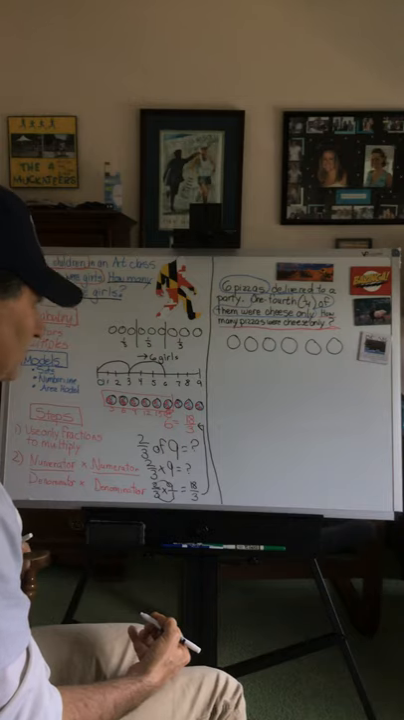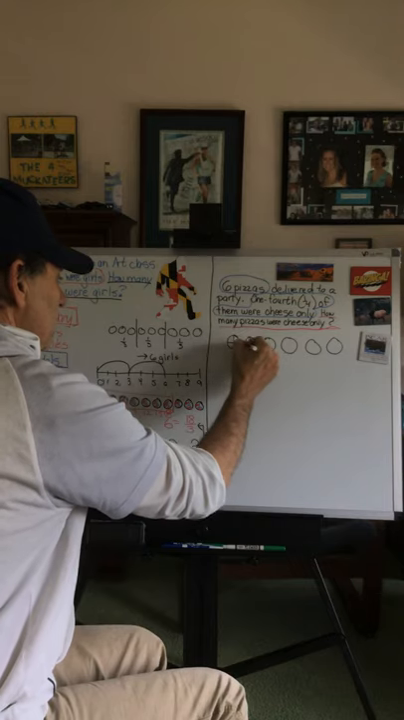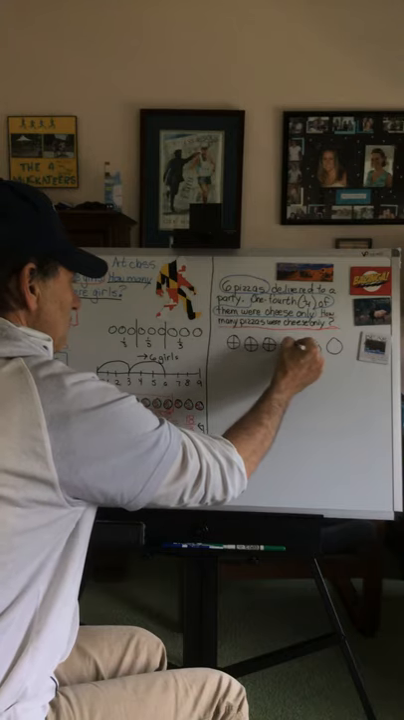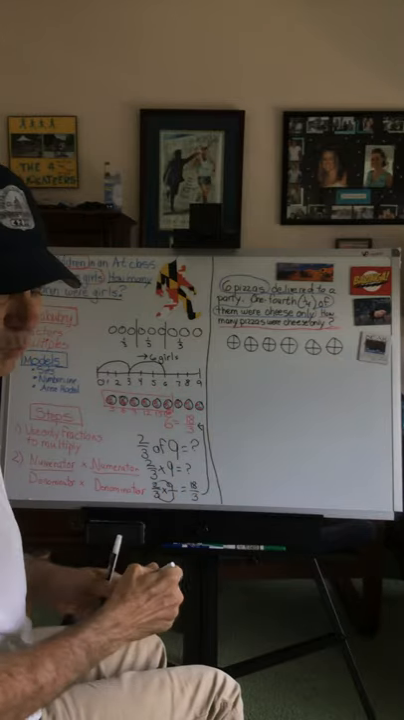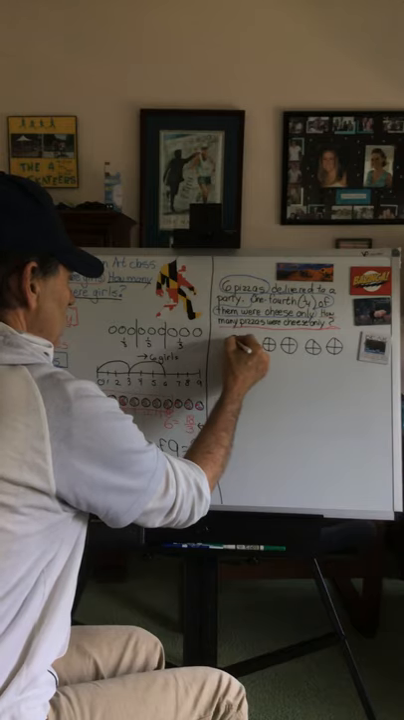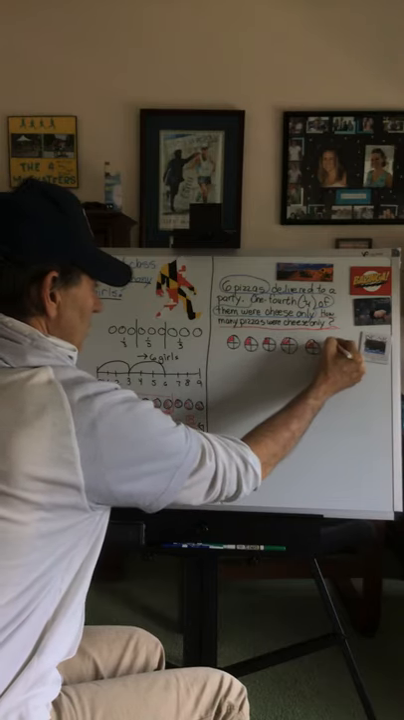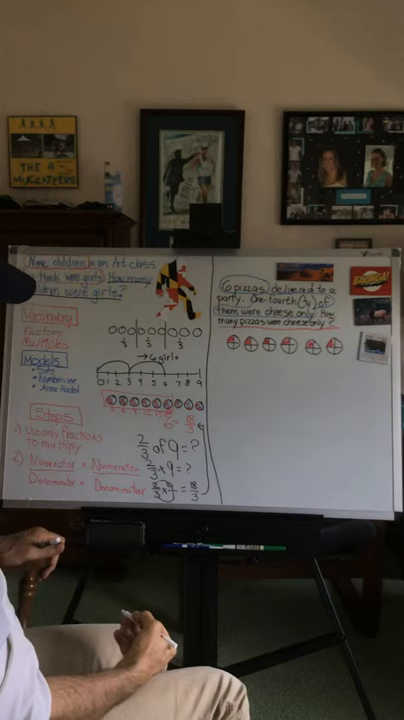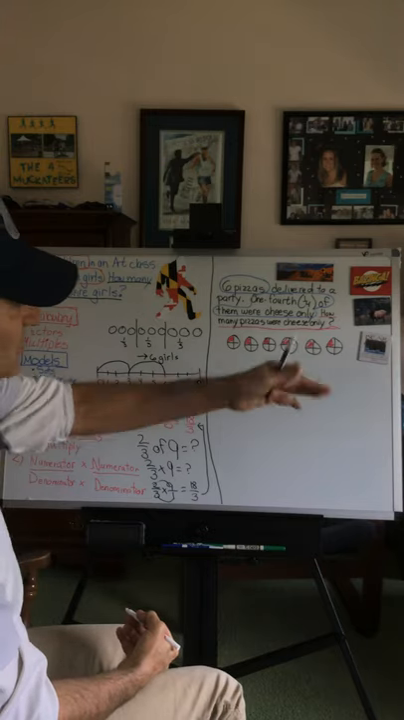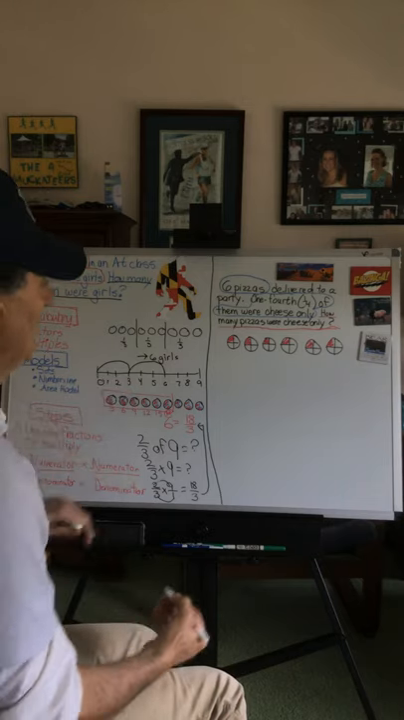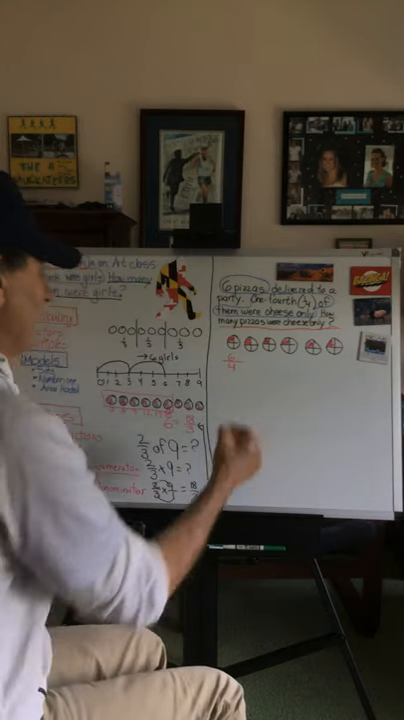These are my 6 pizzas, and 1/4 of them were cheese only. So I need things divided into fourths. And 1/4 of them were cheese only, so 1/4, 1/4, 1/4, 1/4, 1/4, and 1/4. Now wait, that's 6. If there were 6 pizzas and only a fraction of them were cheese only, how can all 6 be? Again, just like in the other problem, we have six, but what do those six represent? Fourths. Because each one of these is 1/4.